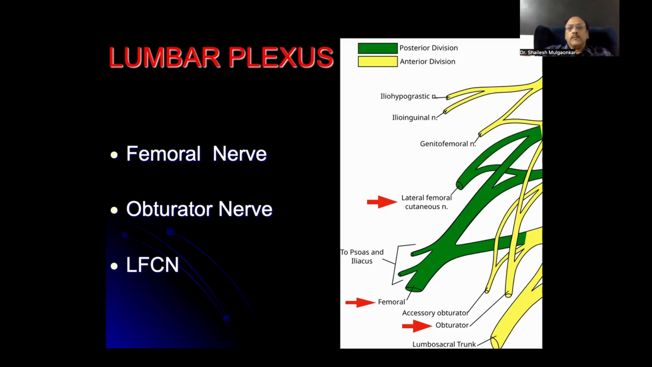Now, the lower limb is mainly supplied by four nerves. The lumbar plexus gives rise to the femoral, obturator, and lateral femoral cutaneous nerve of thigh, and the sacral plexus gives rise to the sciatic nerve.